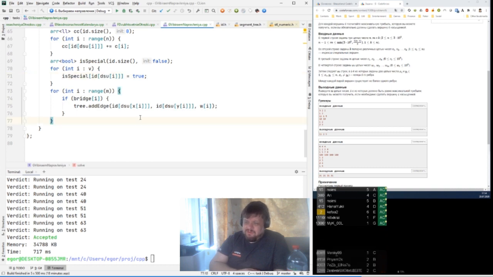So our state in our dynamics would be not only profit, but we also keep how many special vertices are in this subtree, to make changes a bit easier. I also made a couple of mistakes besides the bridge algorithm, but we'll talk about them when we encounter them.